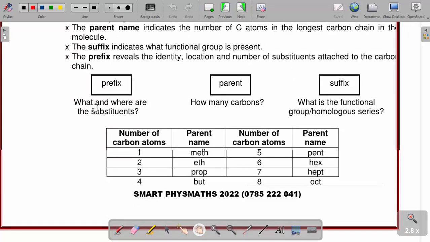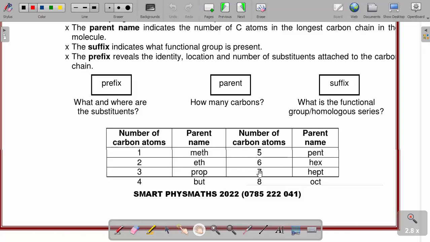So the prefix tells us what and where the substituents are, then the parent tells us how many carbons are in the longest chain, and then the suffix tells us the functional group or homologous series. If the carbon chain has only 1 carbon, we use meth as the parent name, and if it has 2, we use eth. If it has 3 carbons, we use prop. If it has 4, we use but. If it has 5, we use pent. If it has 6, we use hex. If it has 7, we use hept. If it has 8, we use oct.